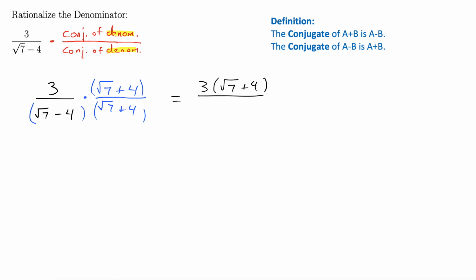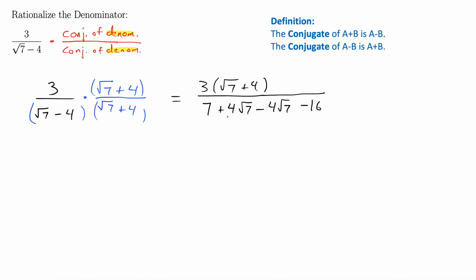Let's use FOIL on this. First, outside, inside, last. Rad 7 times rad 7 is rad 7 squared, which is 7. Okay, outside, plus 4 rad 7. Inside, minus 4 rad 7. Last, minus 4 times 4 is minus 16. Okay, and look what happens.